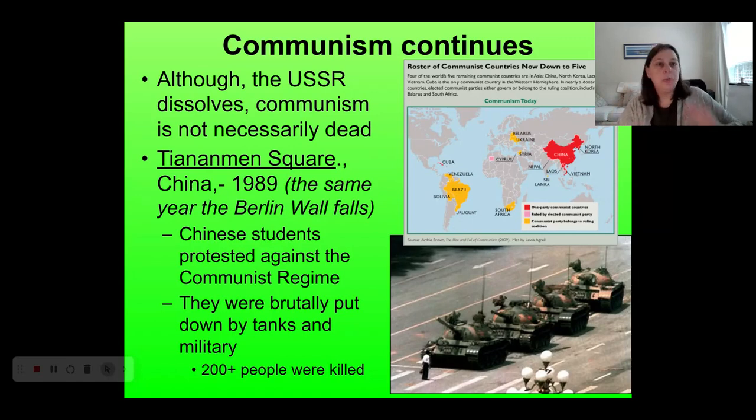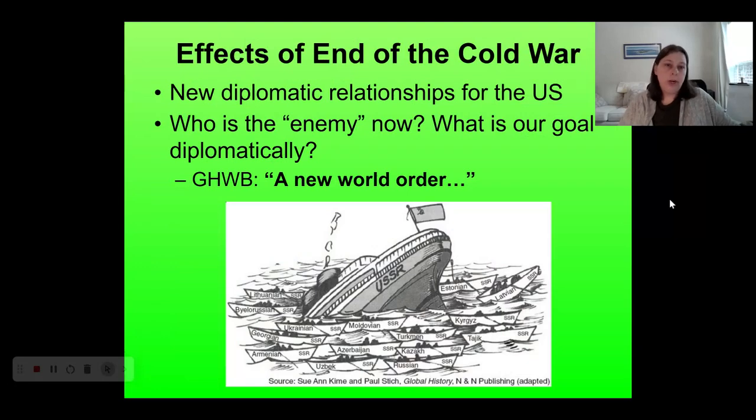So communism is mostly gone, but not entirely, and we still have essentially China as a center of communism in the post-Cold War world. With the ending of the Cold War in 1991, this is a very, very significant turning point for American foreign policy. We have locked our entire foreign policy since 1945 around containment.